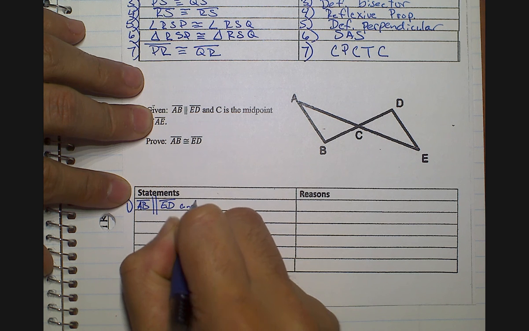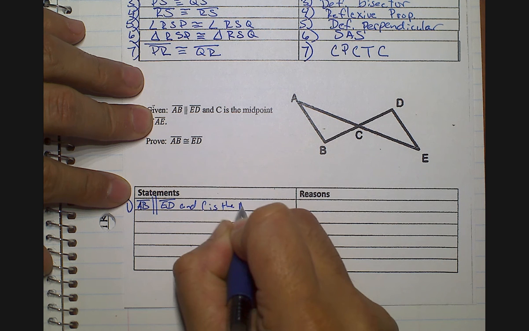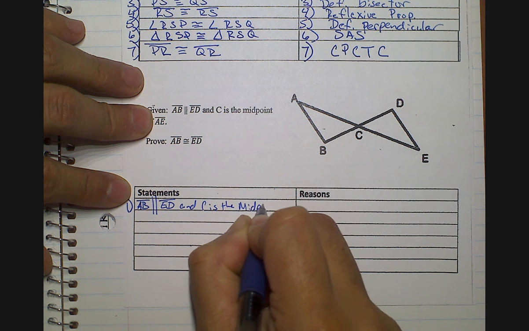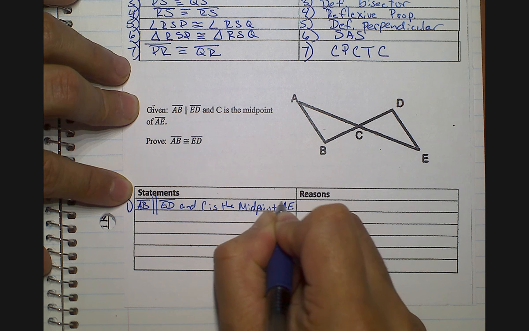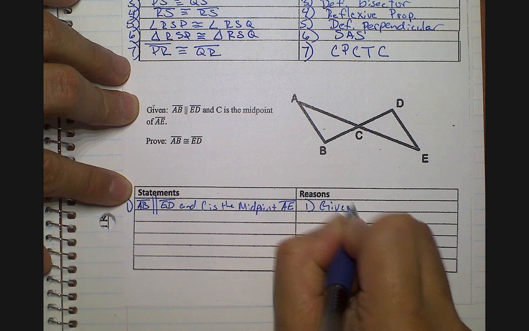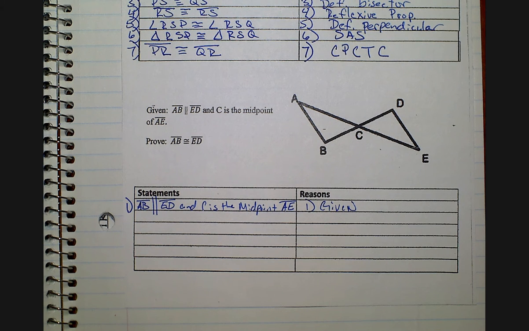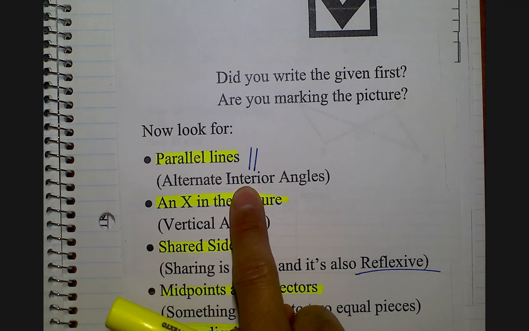And C is the midpoint of AE. So we have two different things being stated in that first given right there. So we have two things, and we're going to talk about them at different times. Now, if I'm looking at my checklist, I know that AB and ED are parallel, so that's going to be one of my first things I'm dealing with, right?